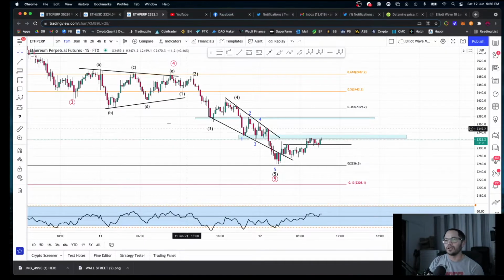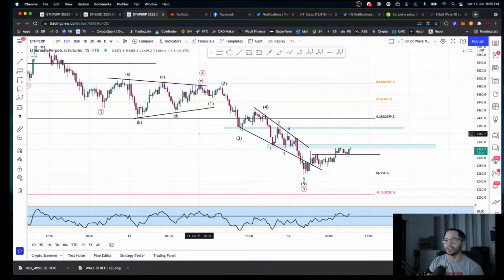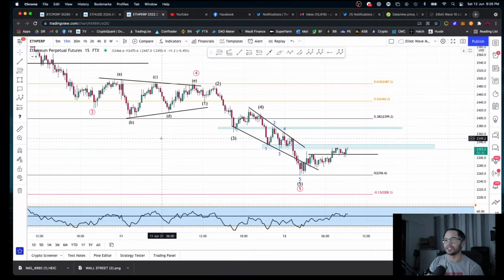Okay, so here we are on the chart. This will look familiar if you've seen the previous video. I'm not going to run through all this again. If you want to know what's going on here, just have a look at the previous video on Ethereum.